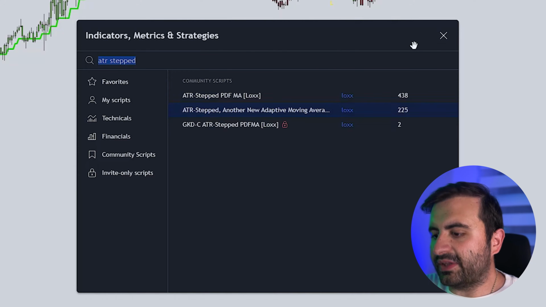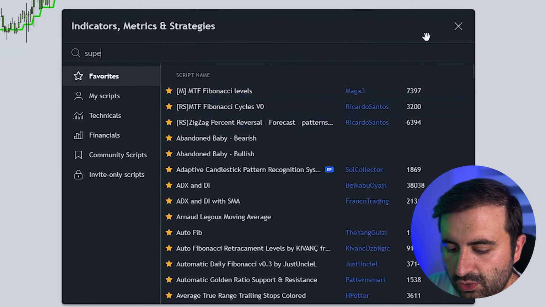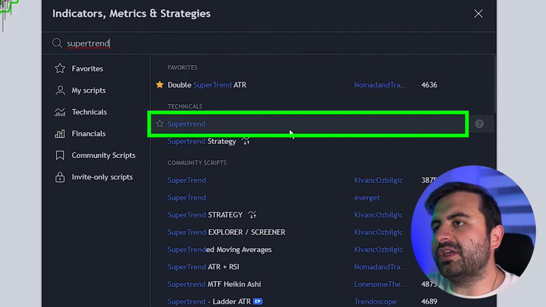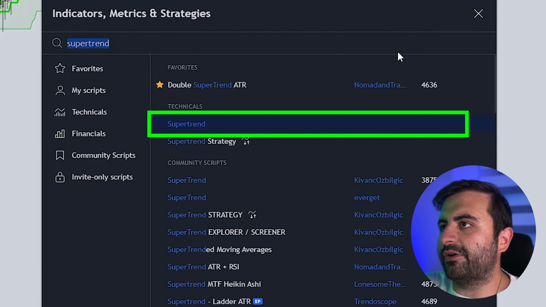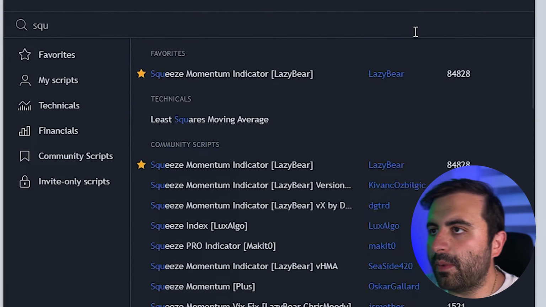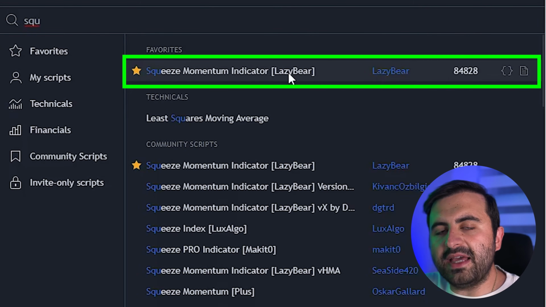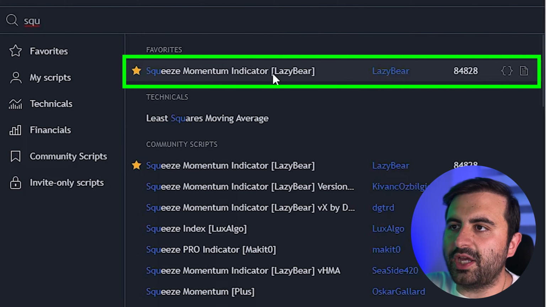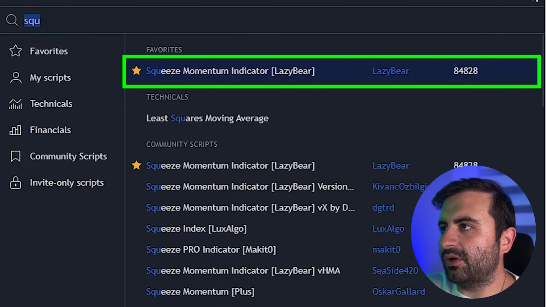Let's continue with the second indicator, which is Supertrend, but this time we are going to use the default TradingView indicator. Click to add it to your chart. And the last one is the Squeeze Momentum indicator from Lazy Bear. As all of you know, this is the most famous indicator on TradingView. Click to add it to your chart.